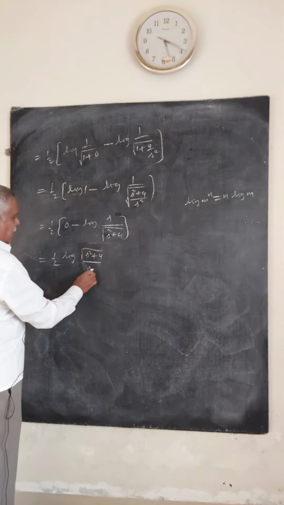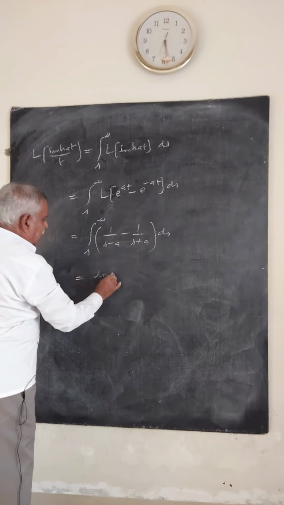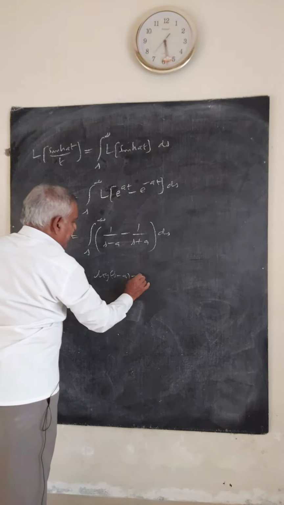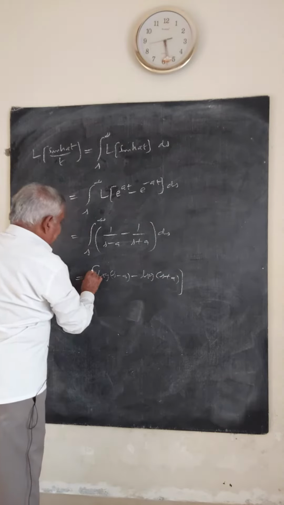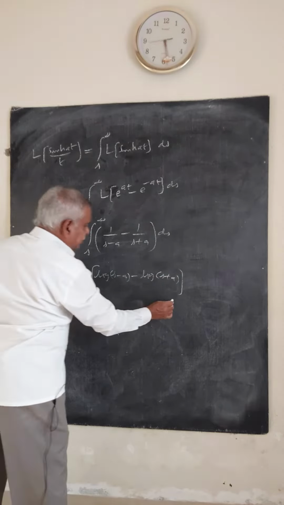ds equals s to infinity Laplace of e power at minus e power minus at ds. This is just like the first sum. s to infinity, e power at is 1 by s minus a, and e power minus at is 1 by s plus a, basic standard rules. Integrating, log of s minus a minus log of s plus a, limit is s to infinity.